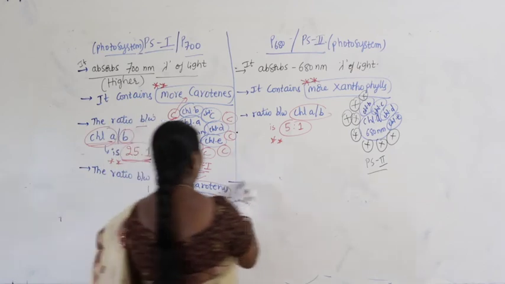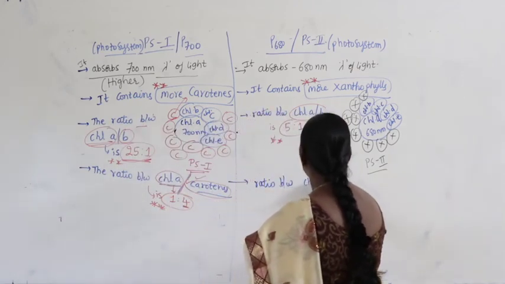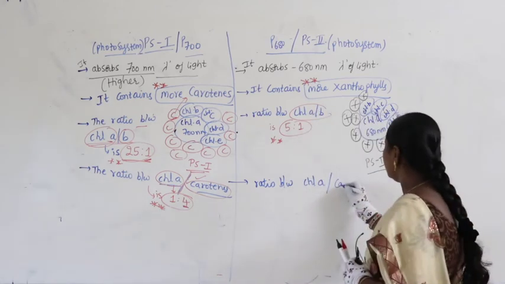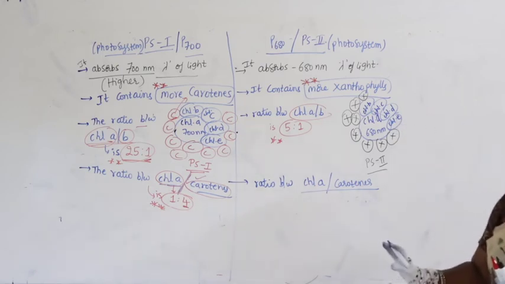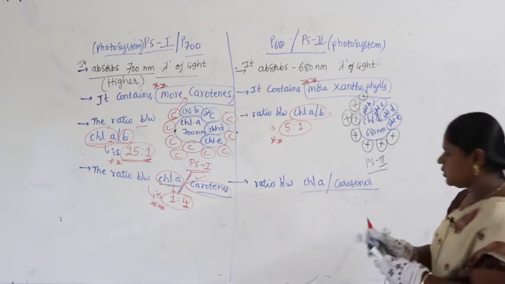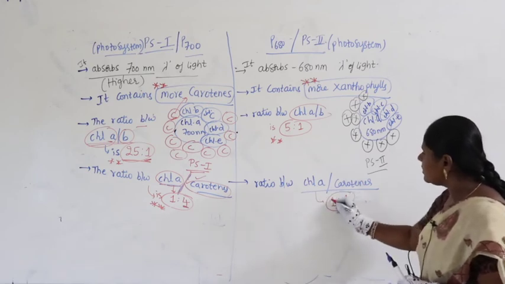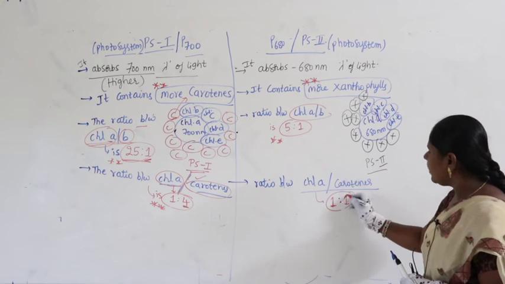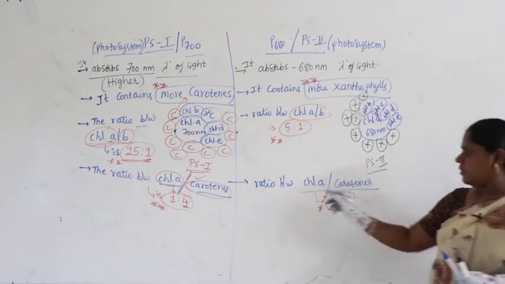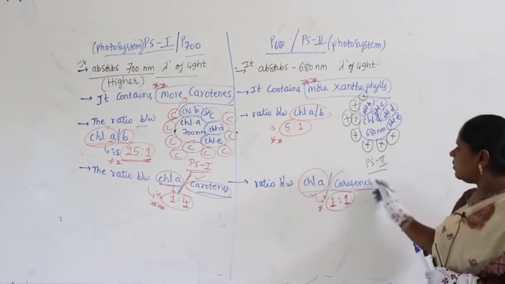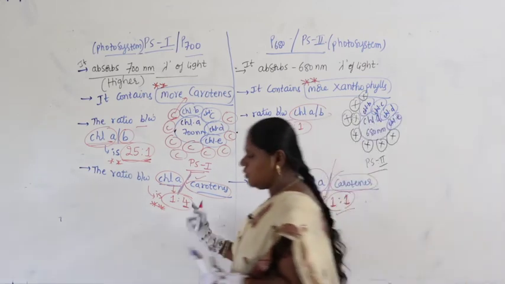Coming to the other one, the ratio between chlorophyll A and carotenes, not xanthophylls, is approximately 1:1. What is the ratio? Here we find 1:1, not with xanthophylls. Try to remember the ratio between chlorophyll A and carotenes: here it is 1:1, and here it is 1:4.